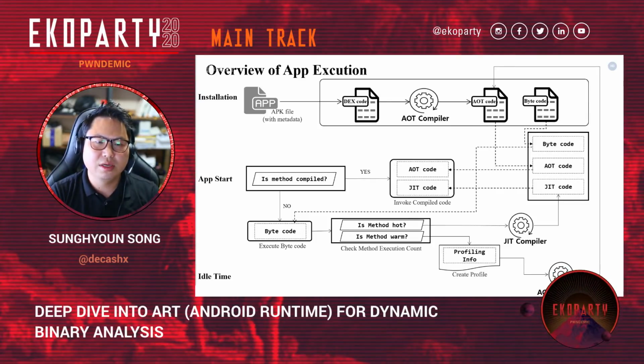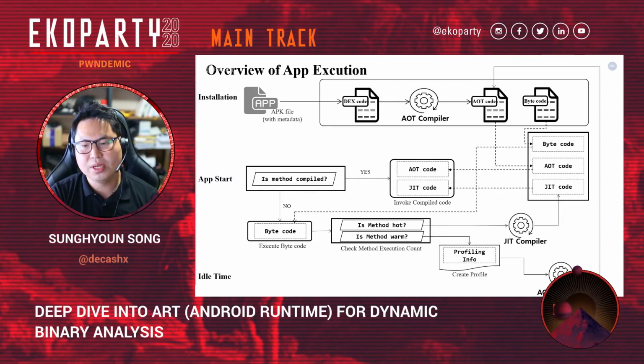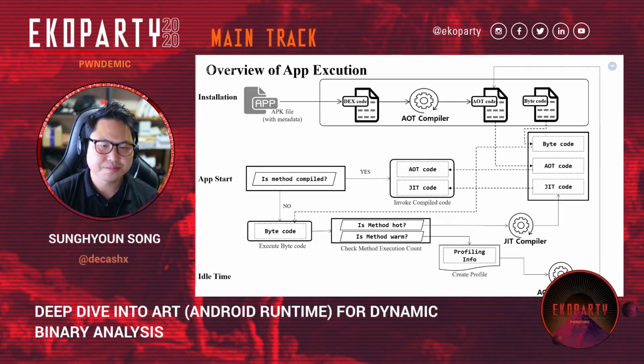If the code is already compiled by JIT or AOT, it directly calls the code loaded in memory and executes it immediately. If this code is still bytecode, the interpreter executes it and increases the method execution counter. If the counter of the method continues to increase and it becomes warm, profile information such as the number of method executions is saved in the device as a file.